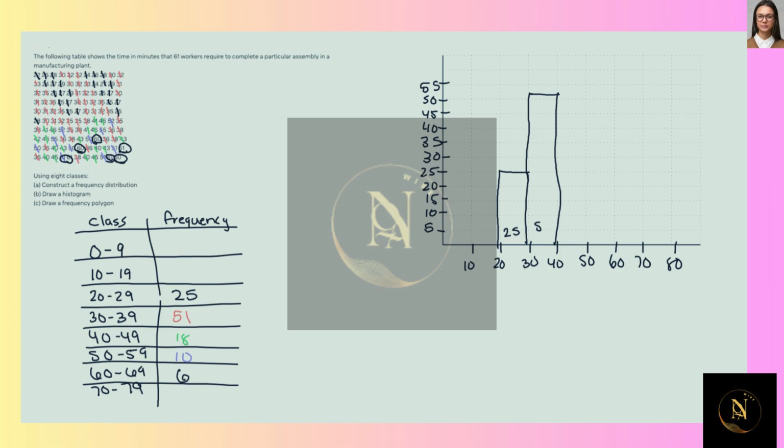And this is 51. And then 18. And then 10. And then 6. And to draw my frequency polygon, I'm going to do this right in the middle. So then the frequency polygon, that is what it will look like.